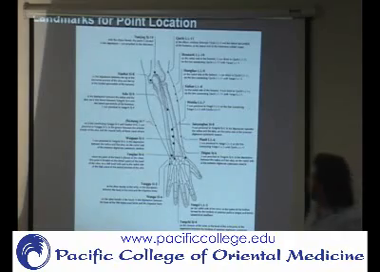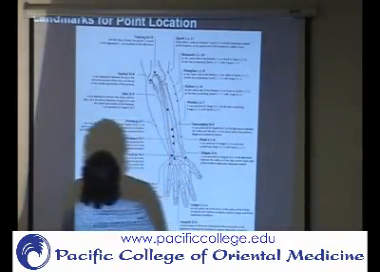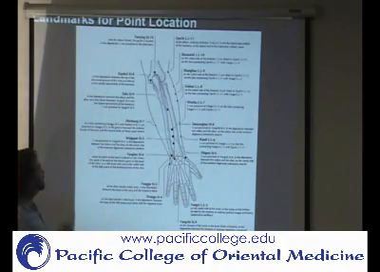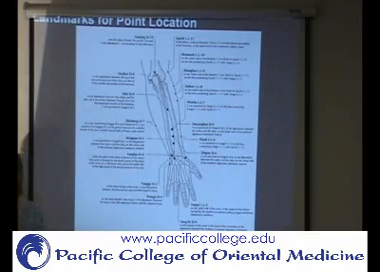And so some of the things are more based on bone landmarks. Like here you have the depression between the tip of the olecranon process of the ulna and the tip of the medial epicondyle of the humerus. Okay, did you guys learn where that is? Yes. Okay.